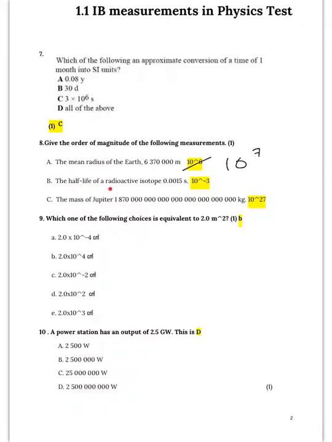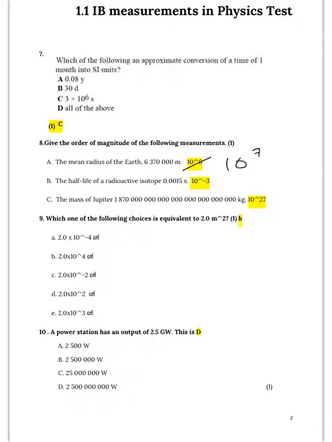B. The half-life of a radioactive isotope is 0.0015 seconds. So if we write this in scientific notation, we have 1.5 times 10 to the 1, 2, 3. And that actually stays the way it is, 10 to the minus 3. The mass of Jupiter, well, you count all these. If we put this in scientific notation, here in 1.87, we would go 3, 6, 9, 12, 15, 18, 21, 24, and 27. And it's closer to 1 than it is to 10, so it's 10 to the 27.